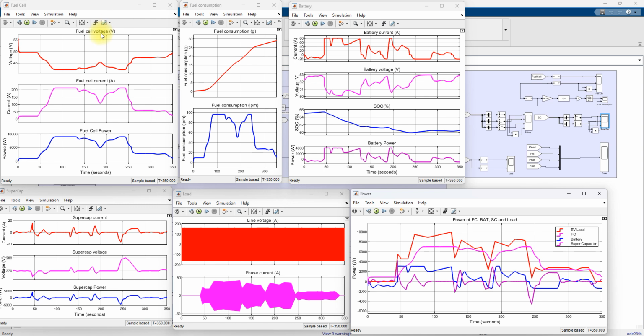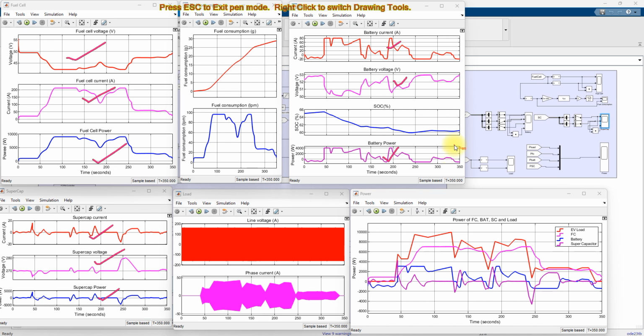Here you will see the variation of fuel cell voltage, fuel cell current and fuel cell power. Here you will see the variation of supercapacitor current, voltage and power. This is the variation of battery current, voltage, and this is power. And see that SOC is maintained between around 65% and around 60% for the particular drive cycle.